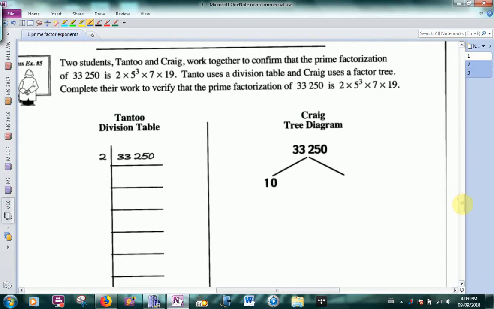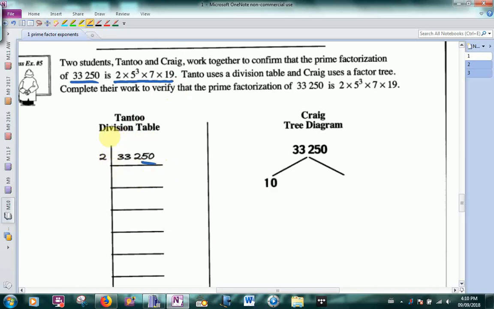So a couple more examples. Okay, so again, we're going to show you both ways to do this. Here is a big nasty number, 33,250. And this is kind of like, they would never do this in the old curriculum. Here's the answer. We're telling you what it is, but you've got to show how we get that. Okay, so this one here, he likes a division table. He sees this as an even number, so he's going to take a 2 out.